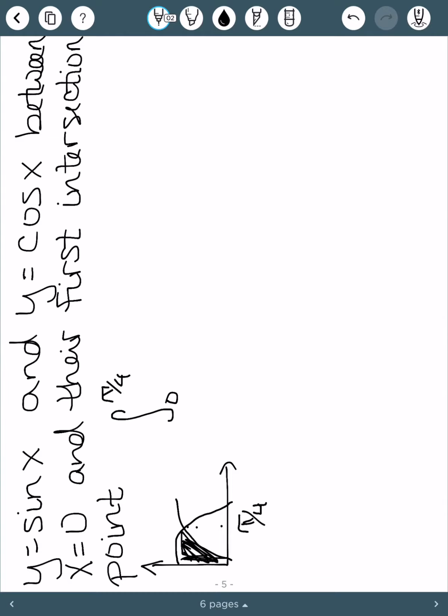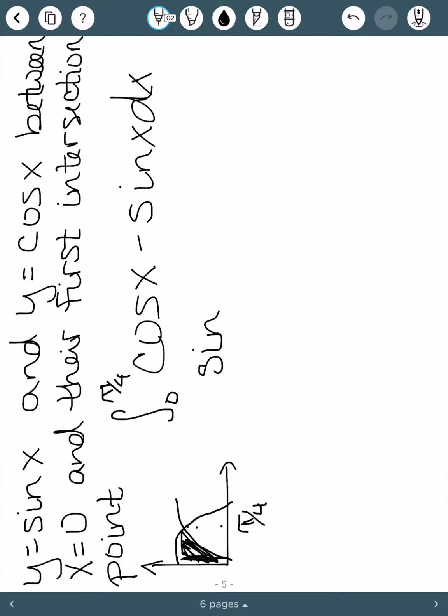Cosine is on top. So we have the integral of cosine x minus sine x dx. The integral of cosine is sine, and the integral of sine is negative cosine. So this will be plus cosine, going between 0 and pi over 4.